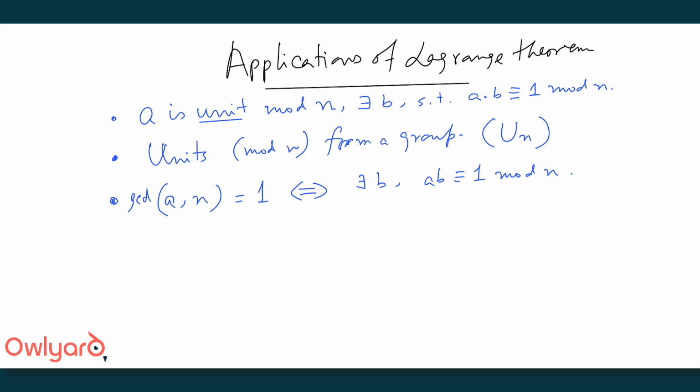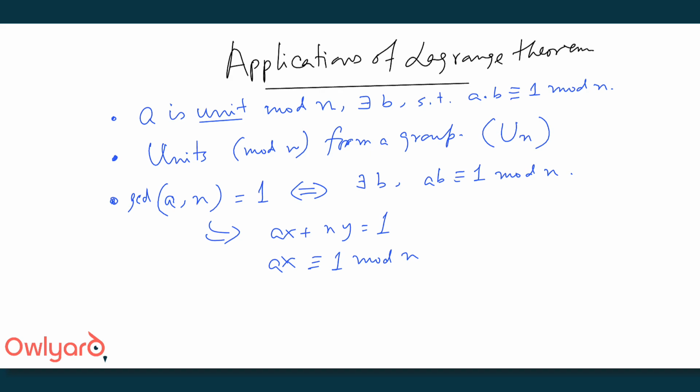And why is it true? This is coming essentially from Bézout's lemma. Because GCD(a, n) equal to 1 will imply that you will find numbers x and y such that ax plus ny equals 1. And in the notation of mod n, it means ax is congruent to 1 mod n, because ny is divisible by n.